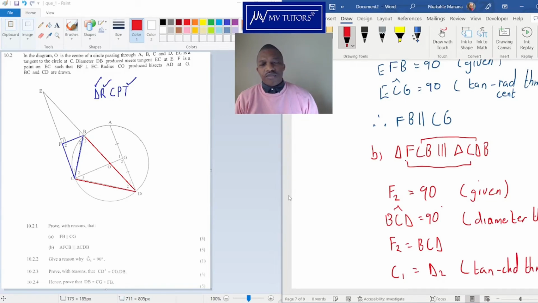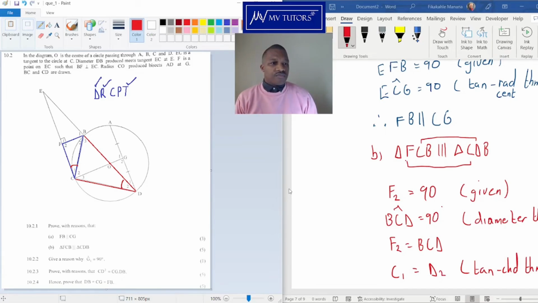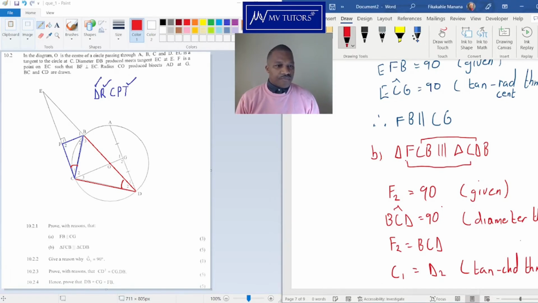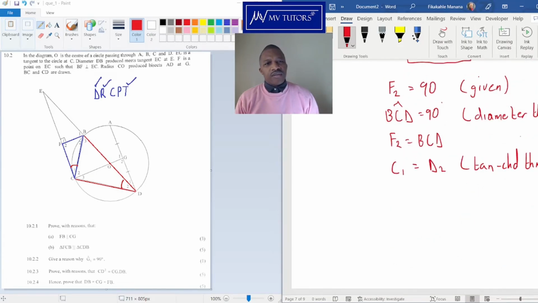Okay, just like that. So the tangent chord theorem states that the angle between a tangent and a chord is equal to the angle opposite that chord. There we go. We've proven that. And then for the last one, we can say the last one, which is the remaining angles.